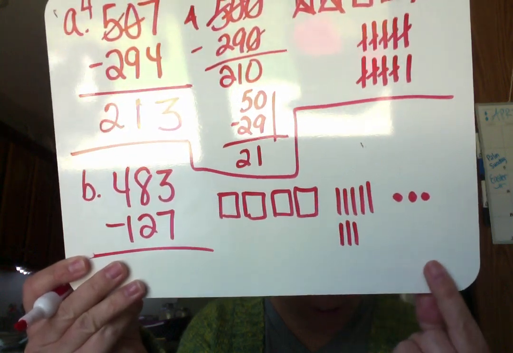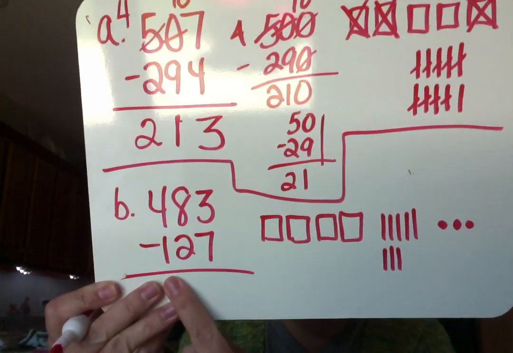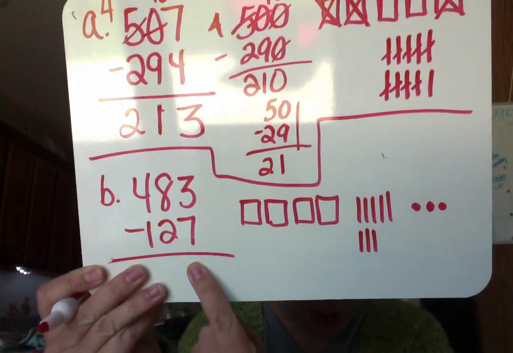All right, so let's look at B. 483 minus 127. I'm going to go ahead and draw 400. So I need 400 pieces, 8 tens, and 3 ones. So that's what I drew right here, 483. From that, I'm taking away 127. Well, I know I want to start with my ones place. So I'm going to go to my ones and I'm going to ask myself, can I take 7 ones from 3 ones? And the answer to that is absolutely not.